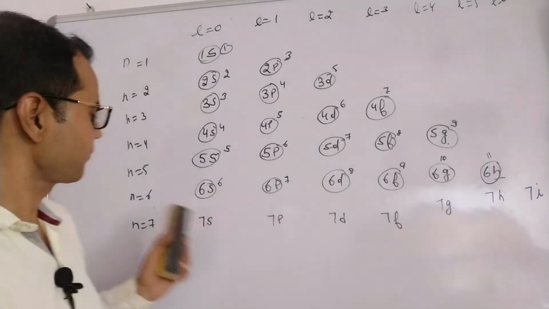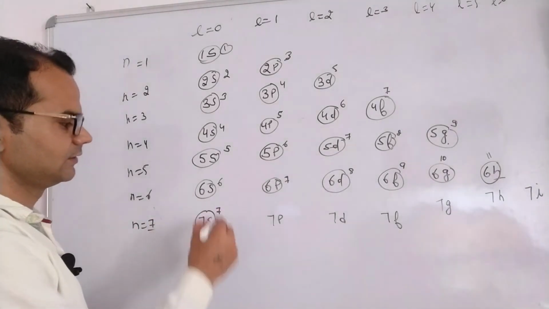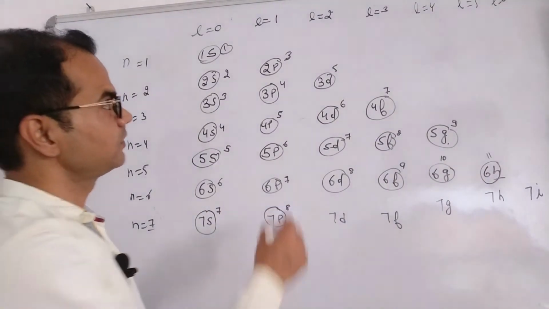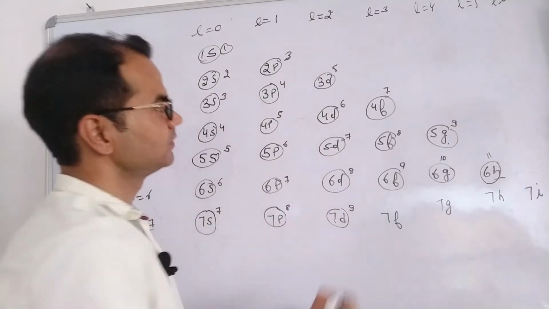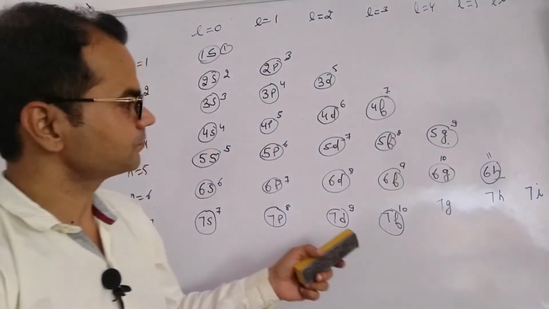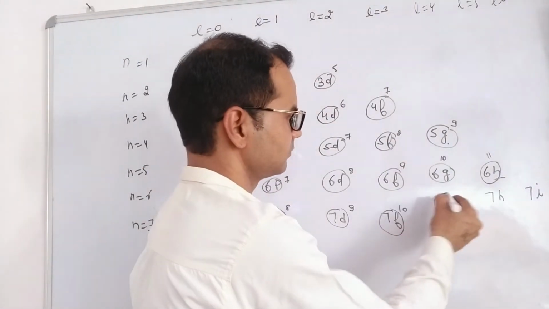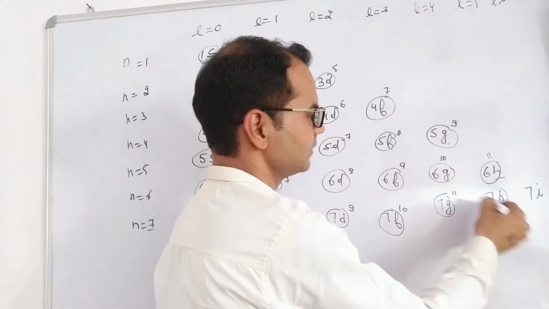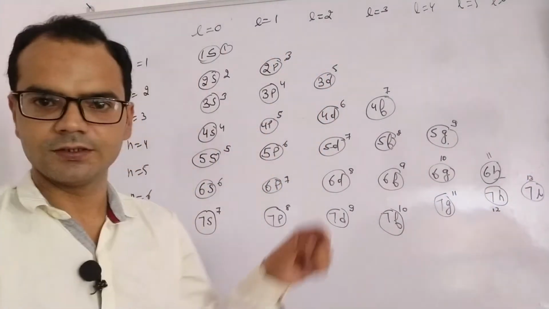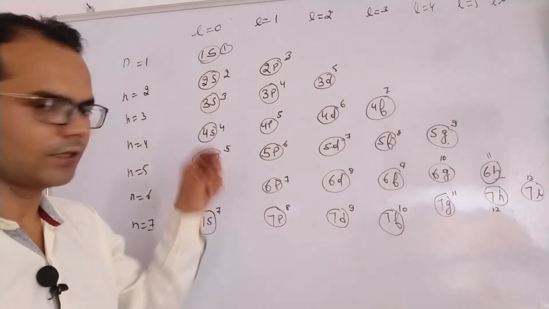Easy. 7, principal quantum number 7, shell number 7; 7 plus 1, 8; 7 plus 2, 9; 7 plus 3, 10; 7 plus 4, 11; 7 plus 5, 12; and 7 plus 6, 13. So for these orbitals we have the value of N plus L.